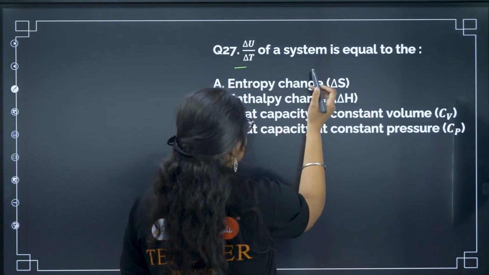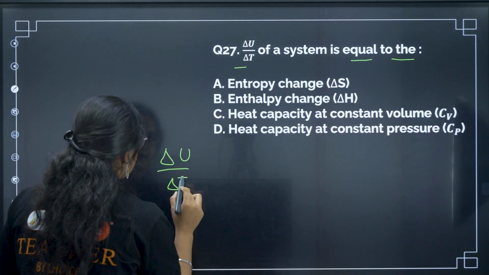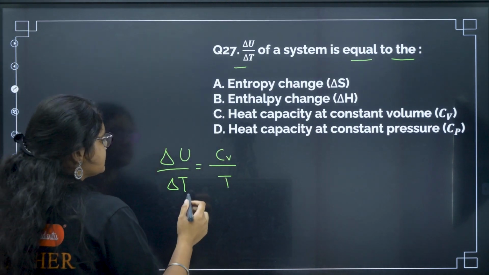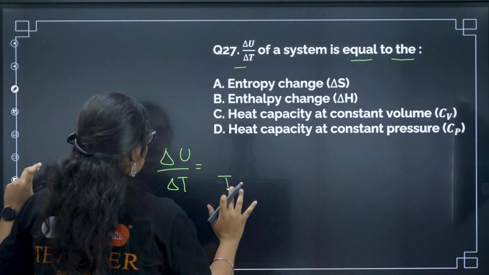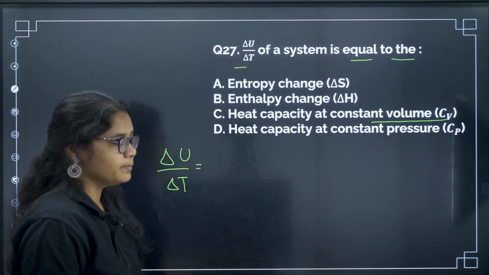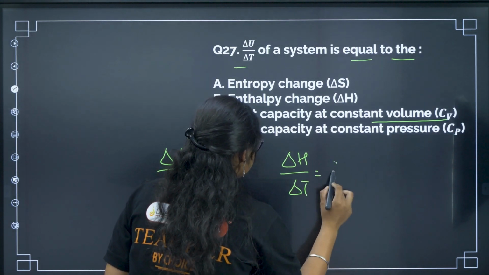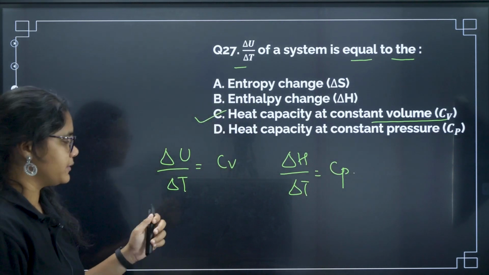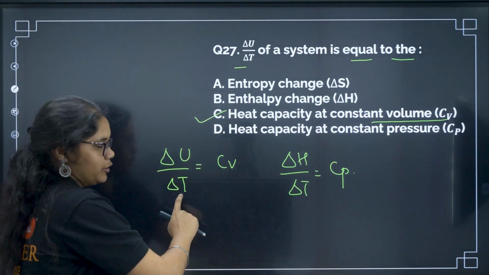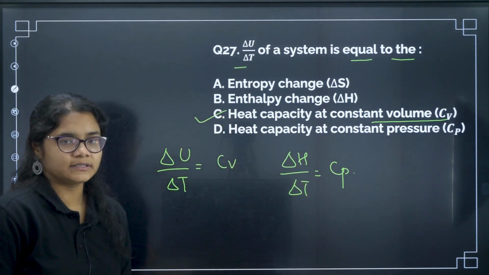Next. Delta U by delta T of a system is equal to the heat exchange at constant volume. So this value is nothing but your heat capacity at constant volume. Please remember this one, this is your Cv, and delta H by delta T is Cp. Please remember these two equations, very, very important. The heat exchange at constant volume is Cv, and the heat exchange at constant pressure is Cp.